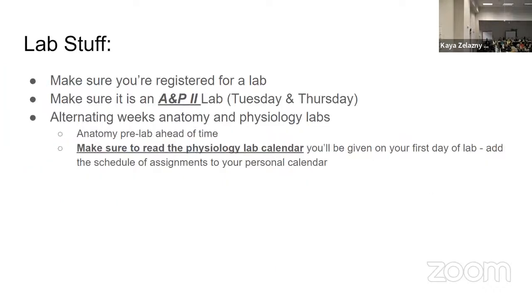In terms of stuff that is hopefully squared away already, you do need to be registered for a lab with this course. So our labs alternate between anatomy and physiology labs, but you only have to be signed up for one lab section. Do make sure that you are signed up for an A&P 2 lab. I'm not teaching any of the labs this semester, but talking to the lab instructors, it seems like some people signed up for an A&P 1 lab over again. So make sure that you signed up for the lab for the right course. The A&P 2 labs are the Tuesday and Thursday ones.